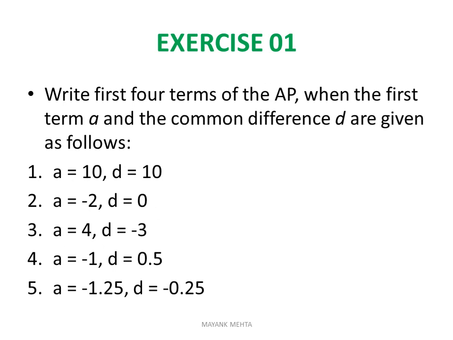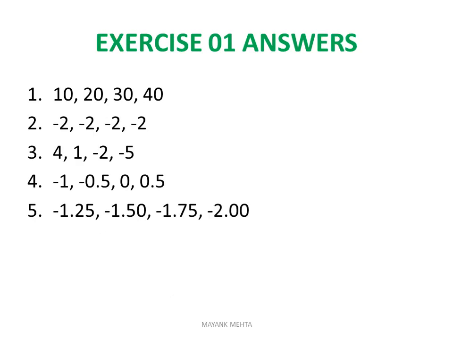This is an example: write the first four terms of AP. When the first term A and the common difference D are given, you will need to find the first four terms. You can pause the video over here. You can solve it in your book, and in the next slide we will see the answers. So here are the answers. You can check which of your answers are correct and which are wrong.